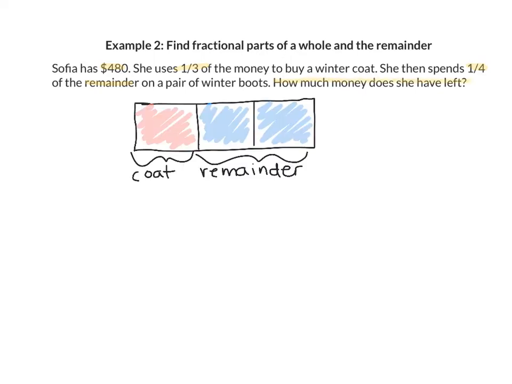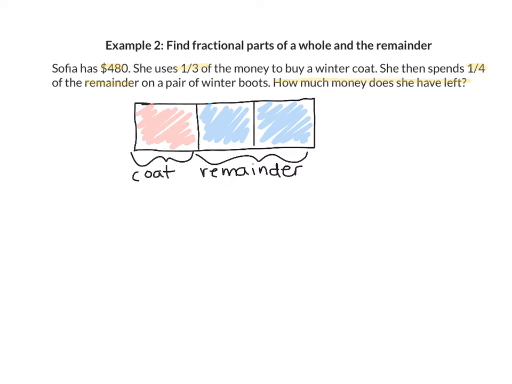To start us off, I drew a bar model to show the 1/3 of the money that was used to buy the coat and what the remainder of her money was that she used to buy her winter boots. So, as you can see from our model, we have 3 pieces. One of those pieces is used for the coat, and we have 2 of those pieces or units left.